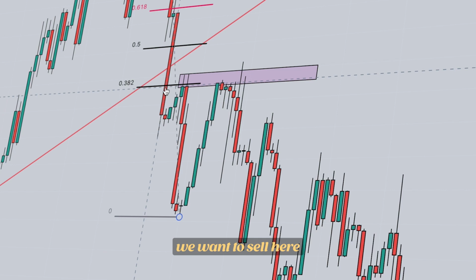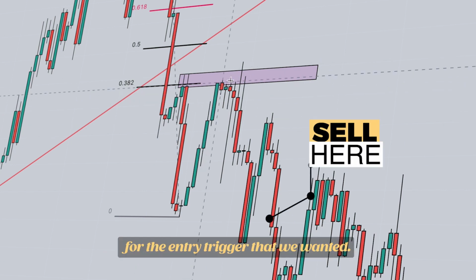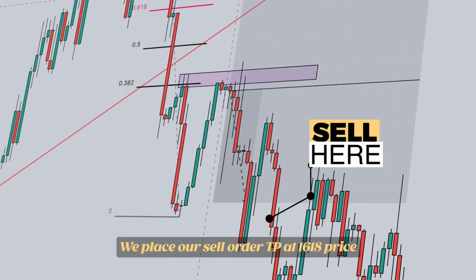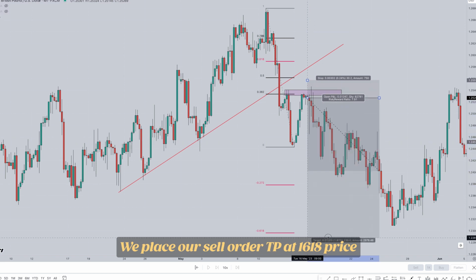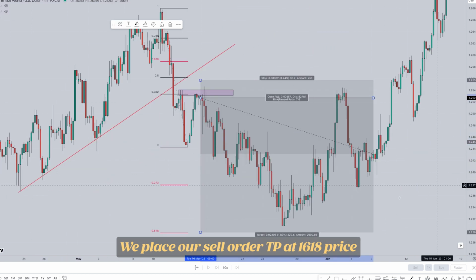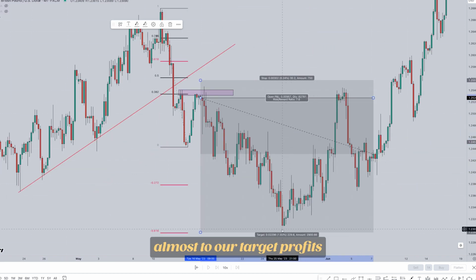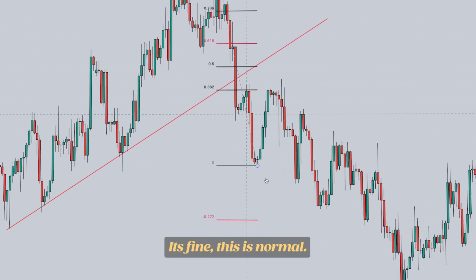We want to sell here. And then we wait for the entry trigger that we wanted. We place our sell order. Okay, TP at 1618. Boom. Okay, price almost to our target profits and it reversed and we get taken out with a little bit of profit. It's fine. This is normal.